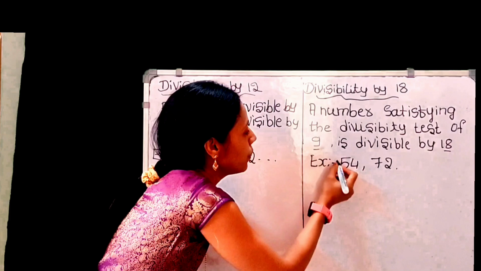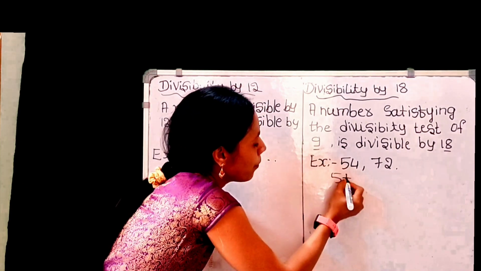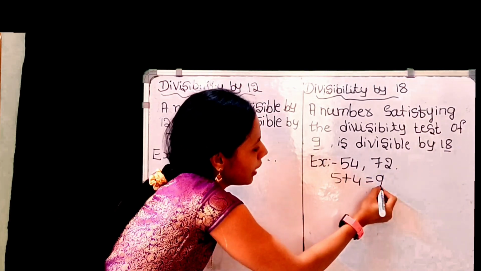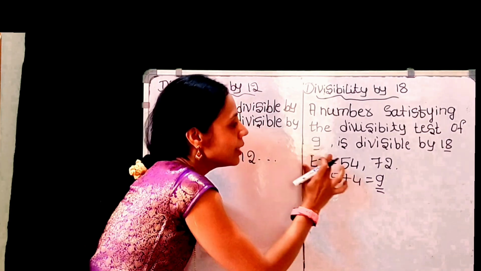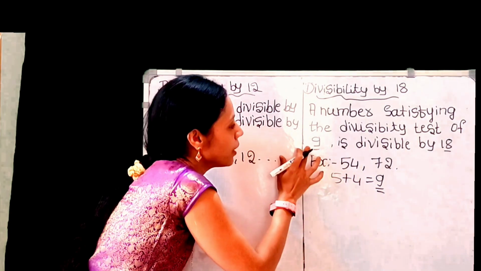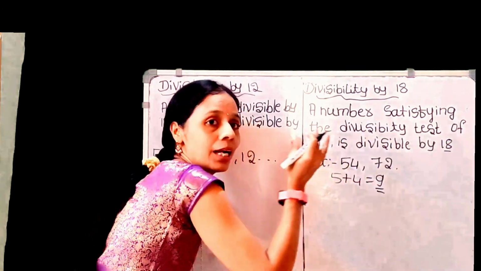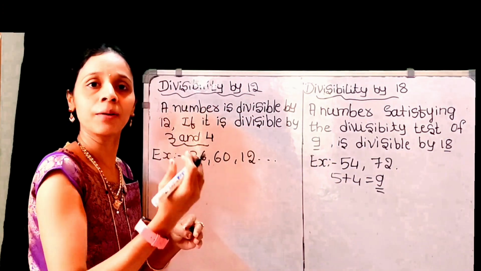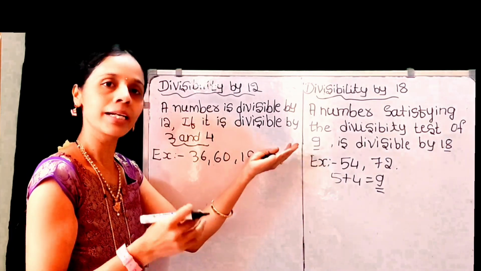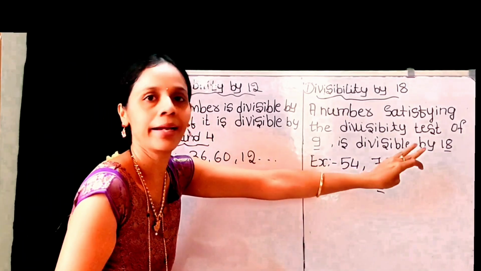See, consider an example first. 5 plus 4 is equal to 9. 9 is a multiple of 9. So 54 is divisible by 9 and also divisible by 18. How can we trace this easily? The numbers which are divisible by 9 are also divisible by 18.